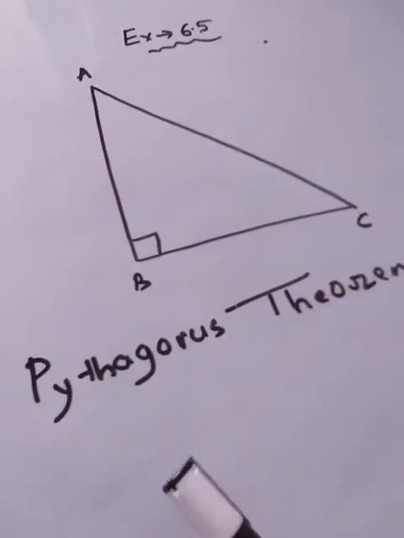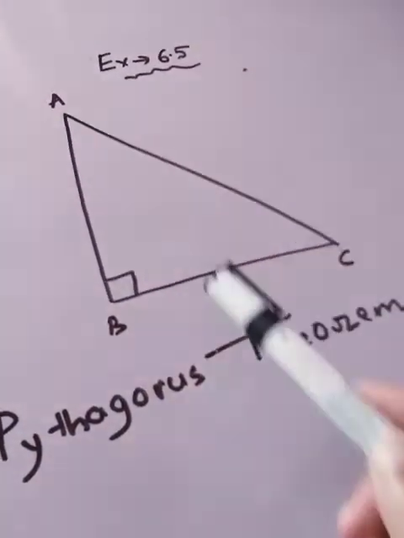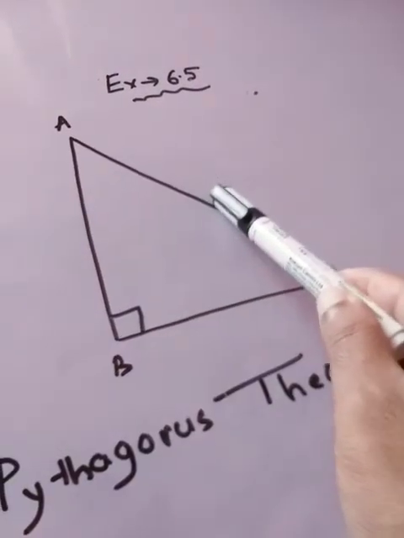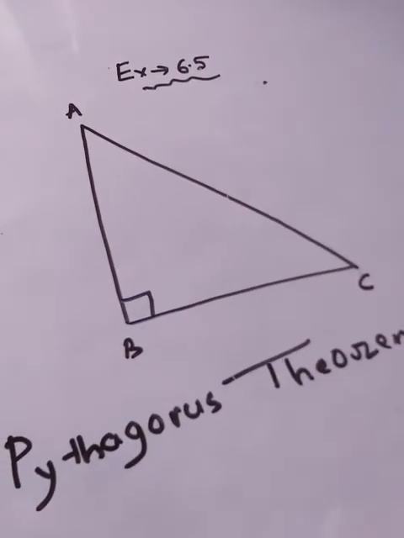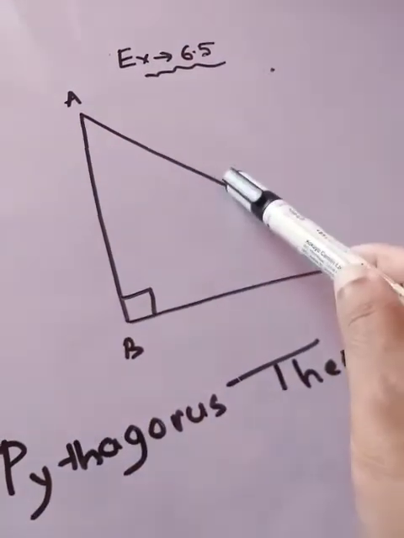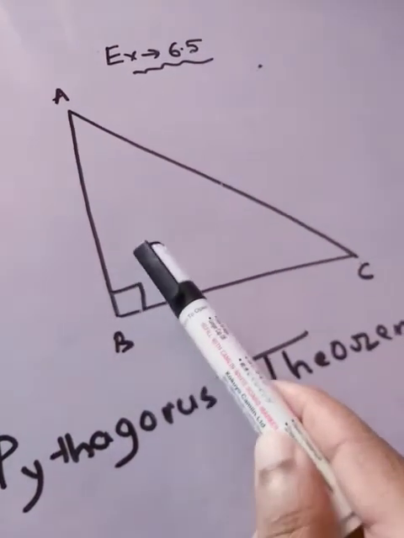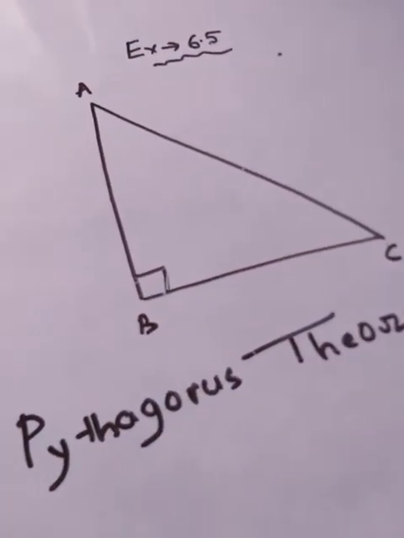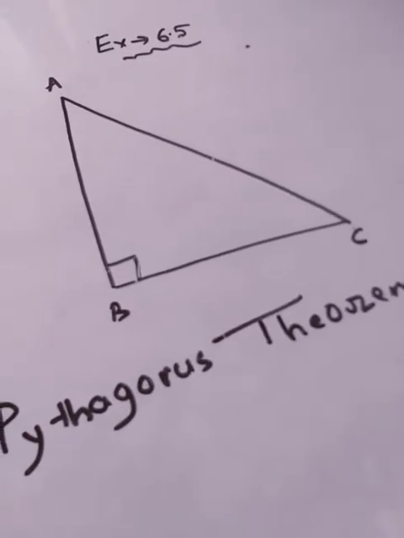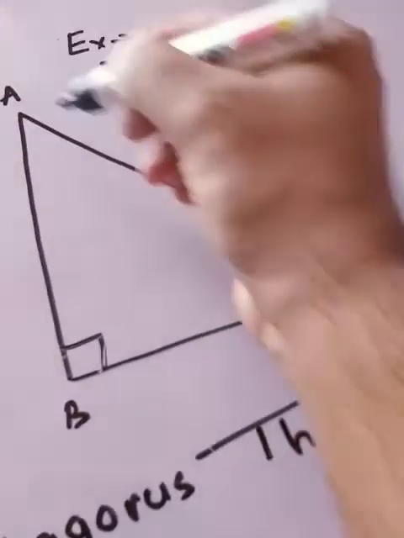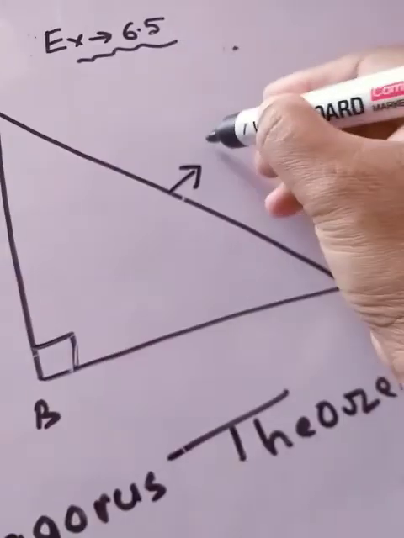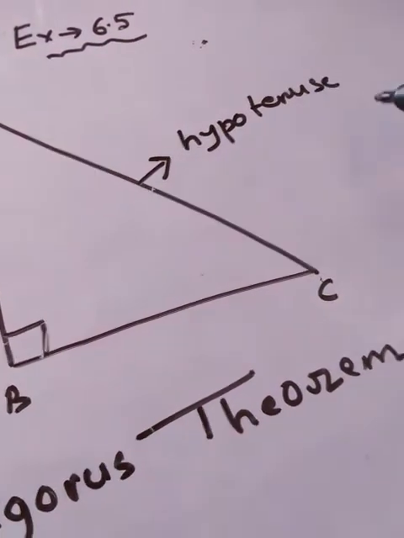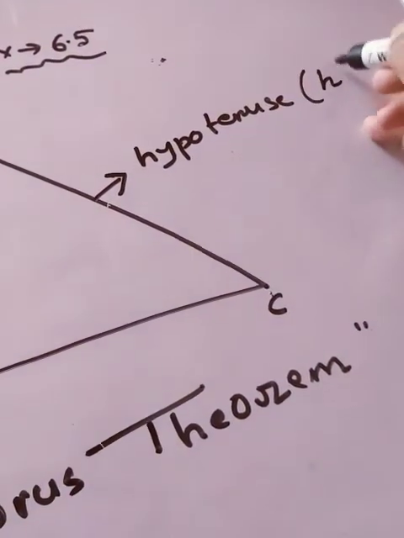What did he say? He said that in a right angle triangle, the longest side, obviously AC, is always opposite to the 90 degree angle. That is, the side which is opposite to the 90 degree is the longest side in the right angle triangle. He named this longest side the hypotenuse, which is abbreviated by H.